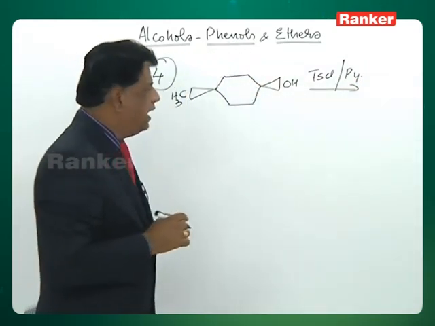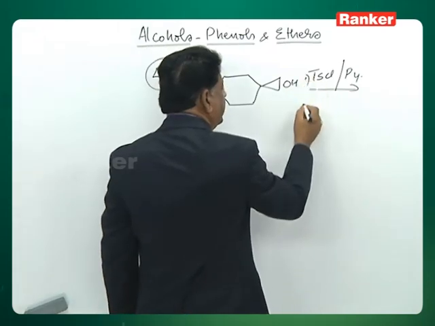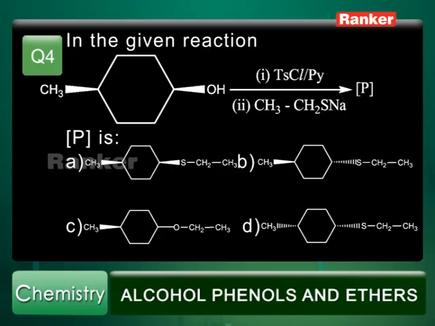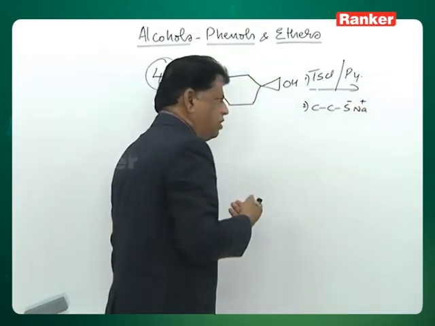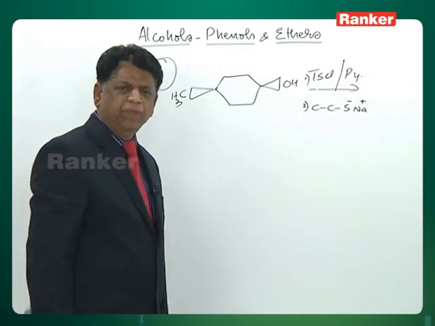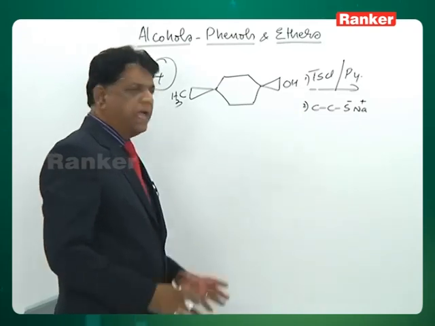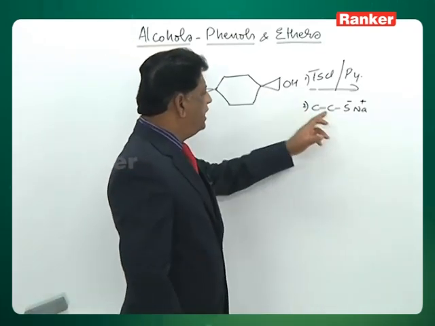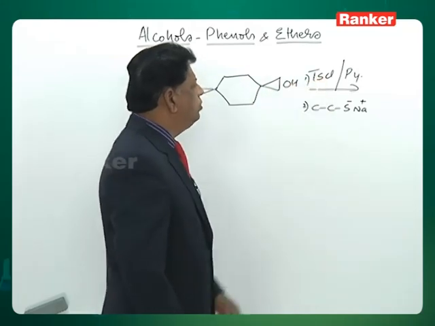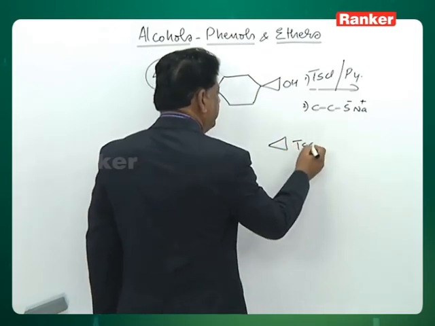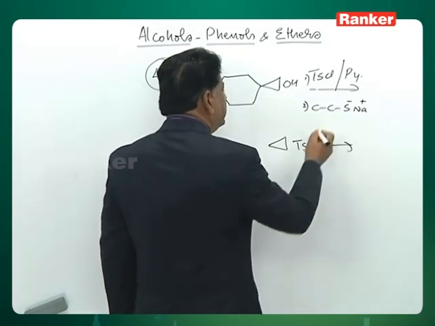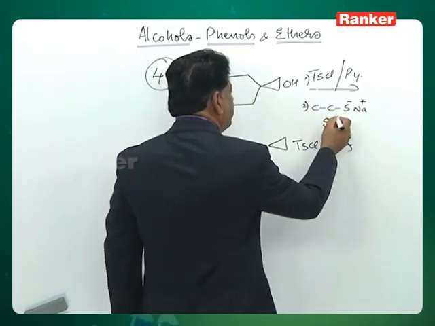And then followed by what? After replacing with the tosyl, we have a reagent, the sodium salt of ethyl thioethanol. Just like an ethoxide, here a sulfur anion is there. This is going to replace the OH. Directly it cannot, but once this group becomes the tosylate, this reaction leads to TsCl. And then when it is substituted, the reaction proceeds through an SN2 type of mechanism.